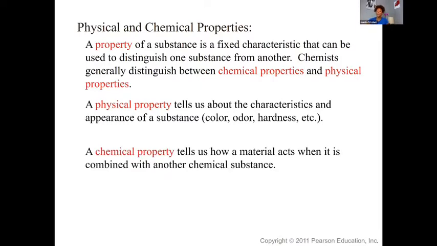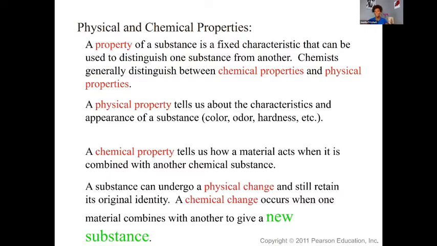Whereas a chemical property is going to tell us how that material is going to act or behave when it's combined with another chemical substance. So for instance, when we are reacting acetic acid with sodium bicarbonate, or baking soda, we anticipate that there is going to be a chemical reaction that occurs, and there will be some bubbling and fizzing that's created as sodium acetate is generated, and the carbonic acid is created and actually releases carbon dioxide and water.